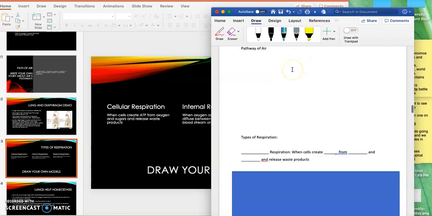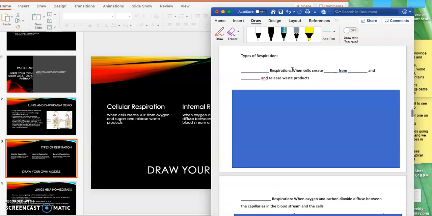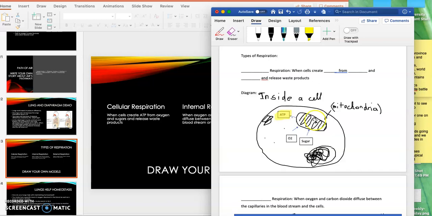This is for cellular respiration. So it says when cells create ATP from oxygen and sugars and release waste products. So this is my excellent drawing. My diagram is inside of a cell. This is the mitochondria here. These are just different parts of the cell. I know, it's really good.